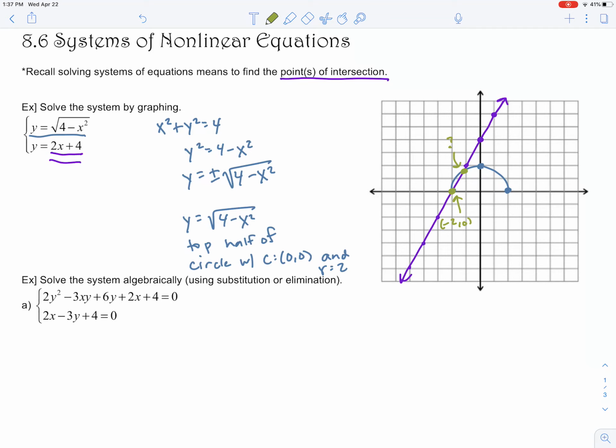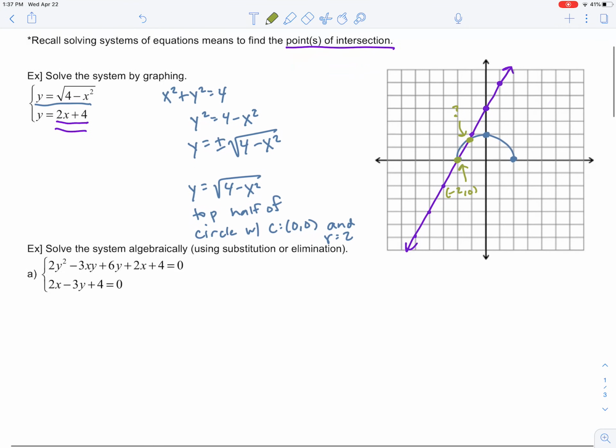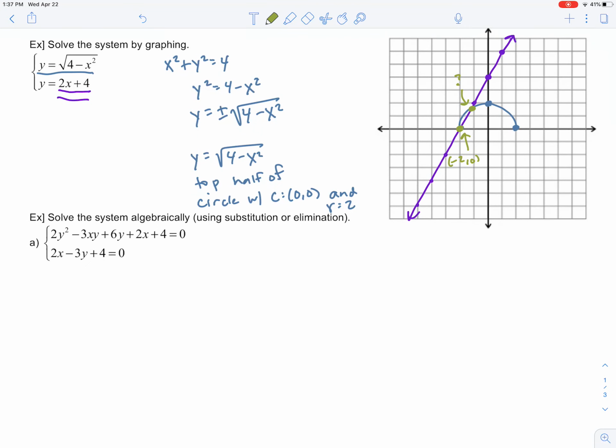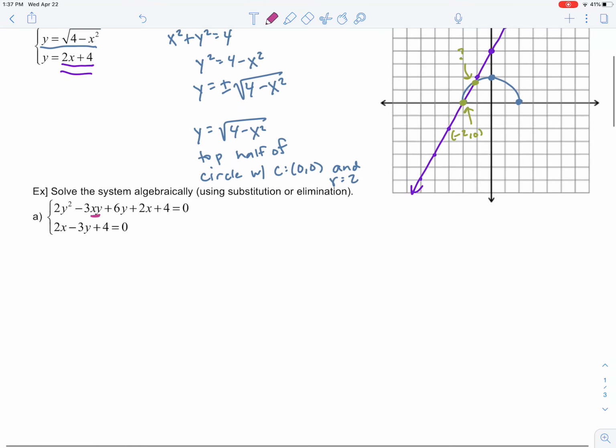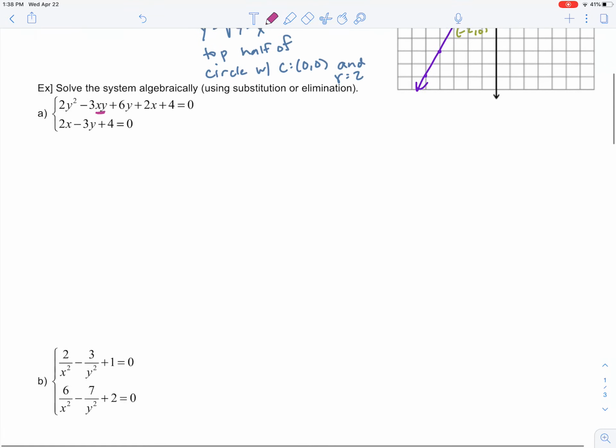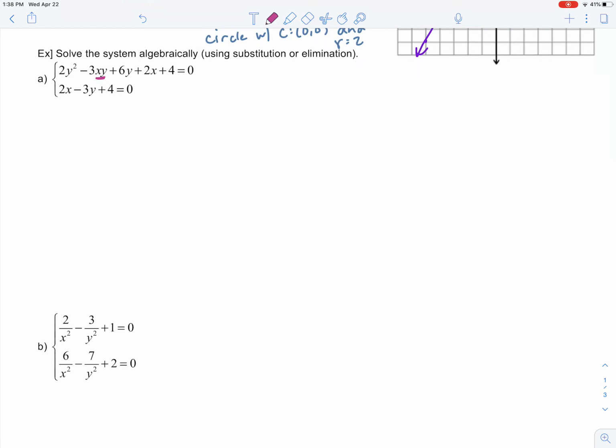So obviously, graphing might not always be the best option for solving a system of nonlinear equations. So what we can do is try doing this algebraically. So there's a couple more examples here where we can try an algebraic method. And by algebraically, I mean using substitution or elimination, and you can choose whichever one you want. Sometimes elimination is not an option, and this is one of those cases, especially if you see a term like this that has x and y in the same term. Elimination really wouldn't work for that, so for this particular problem, we're going to use substitution.